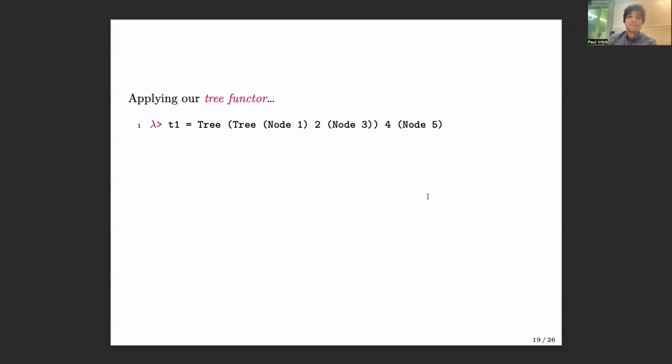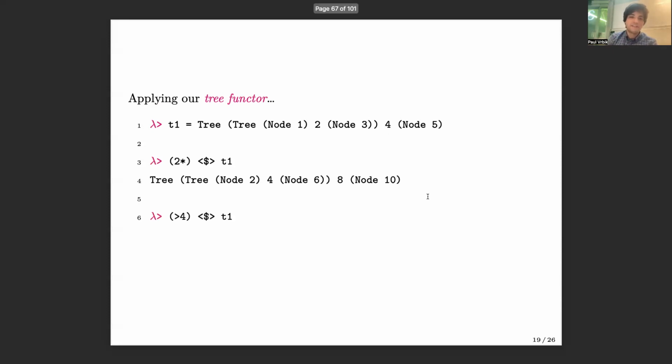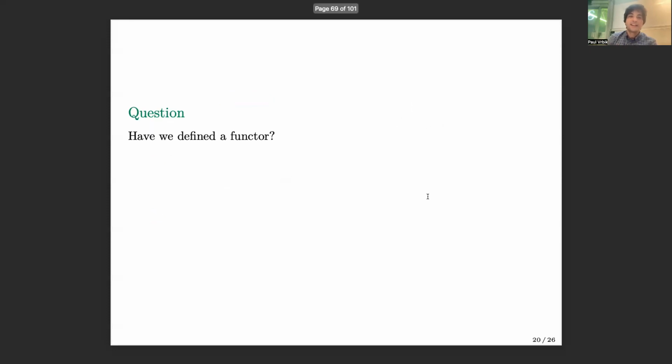Okay, so here's some examples of applying our tree functor. So here's a tree. I'm going to double all of the nodes. I'm going to do this just to show you that you can move domains. Now, to your question. Oh, yes, sir.